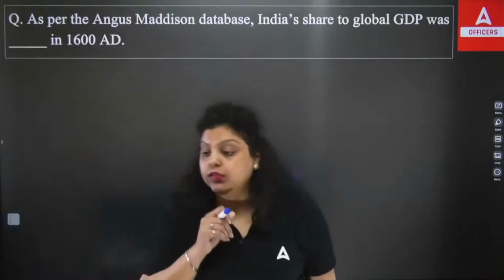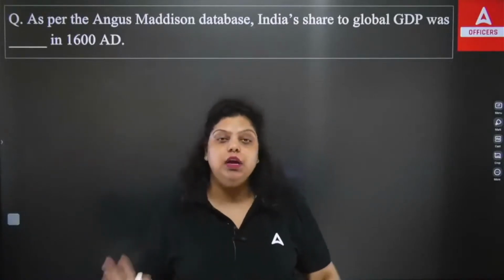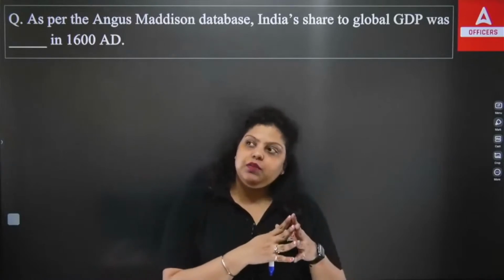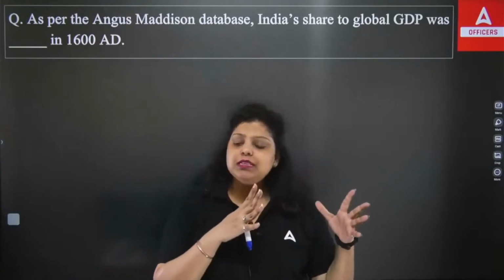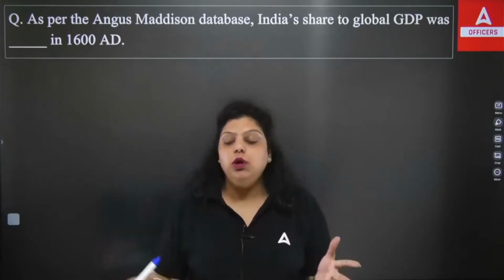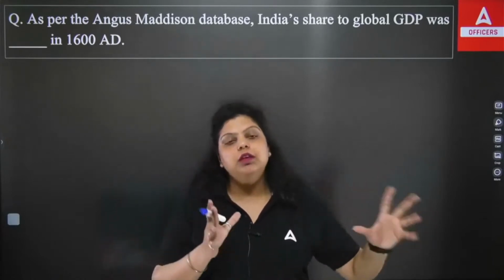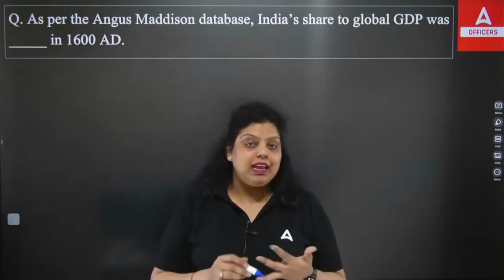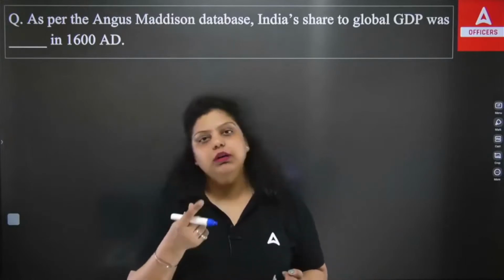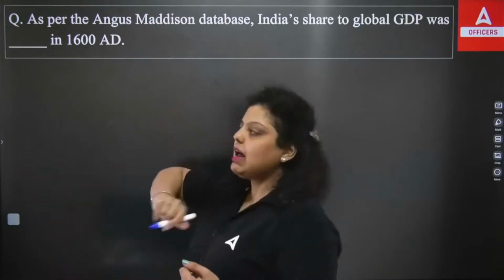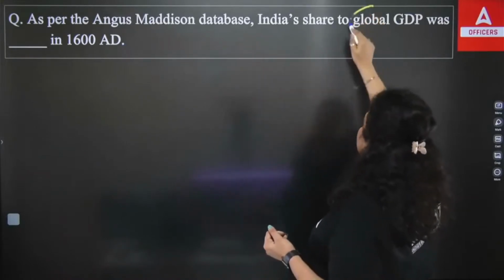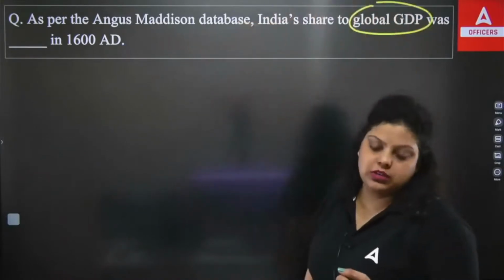because the economy covers two kinds of syllabus. The first part of the syllabus is where you will feel theories are there, like definitions and all you have to study. So go with conceptual understanding for theories and all. The second kind of question is data based, that you have to mug up, like this question. The question is asking, as per Mr. Angus Maddison's database, India's share of the global GDP was dash in 1600.